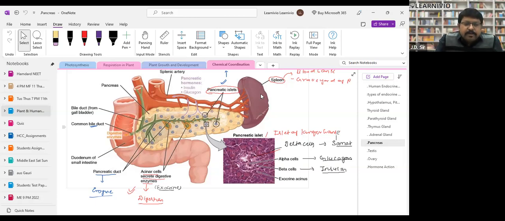One concept I want to make very clear: this concept is not in any book. I have inferred this concept. When RBC go for death, they go to the spleen. The spleen captures the RBC and breaks down the RBC, not hemoglobin. After that, hemoglobin is transported from the spleen to the liver. Then the liver breaks down the hemoglobin. After breakdown of the hemoglobin, the liver removes the heme part, meaning the iron part. It recycles that iron, and the rest of the components are converted into bilirubin and biliverdin. That bilirubin and biliverdin is secreted along with the bile juice.